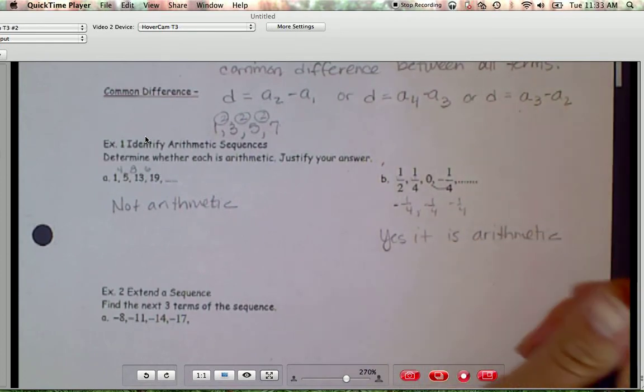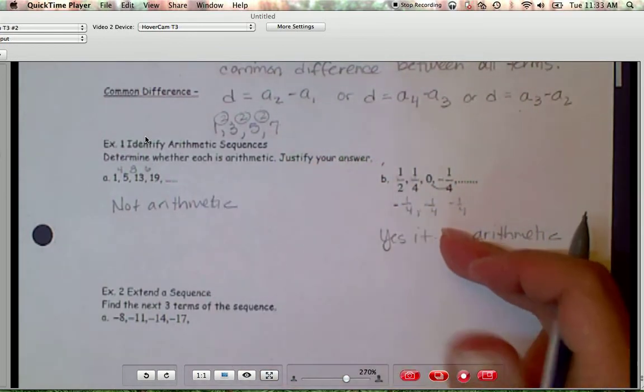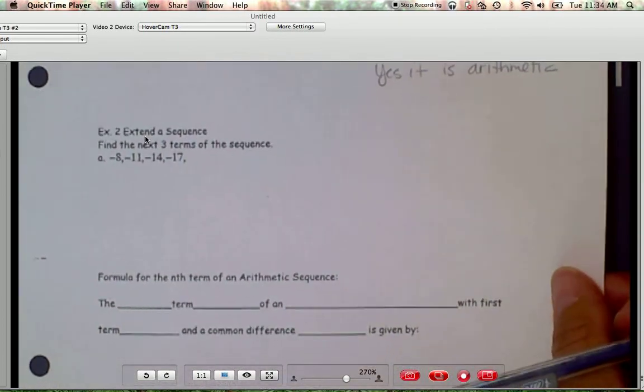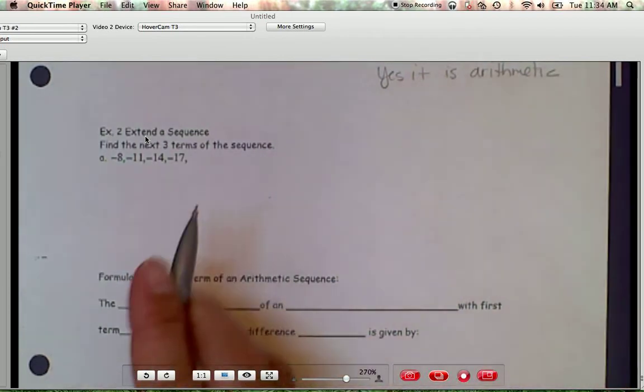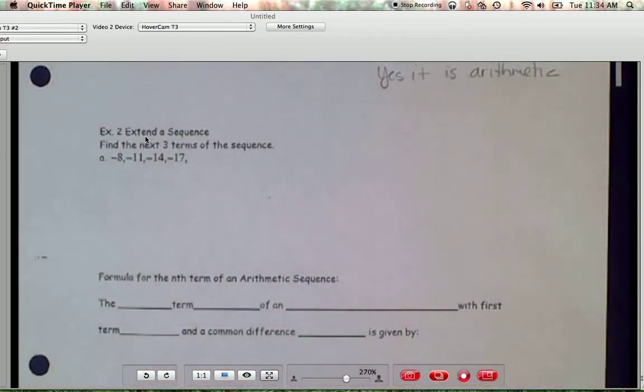So the first thing you want to be able to do is identify if it is an arithmetic sequence or not. Once you know that it's an arithmetic sequence, then you can extend the sequence by finding more terms in the sequence. So this one says extend a sequence, find the next 3 terms of the sequence. Negative 8, negative 11, negative 14, negative 17. So you just need to figure out what the common difference is first, and then we can keep on going.